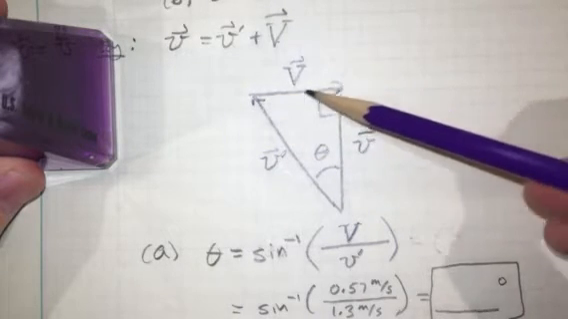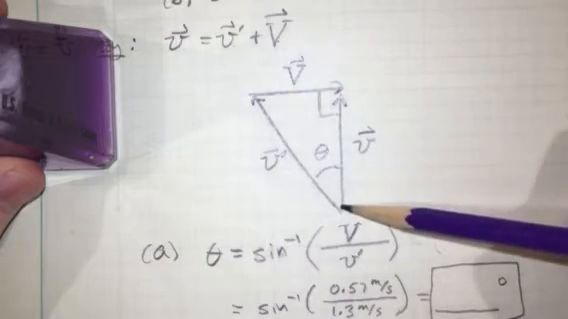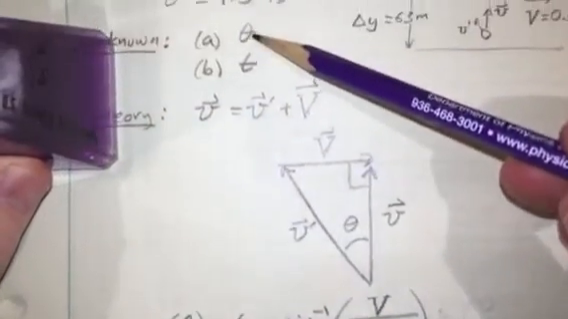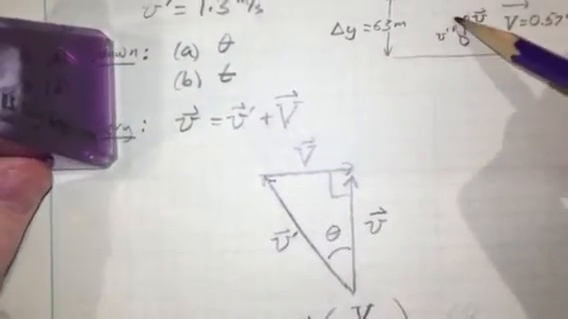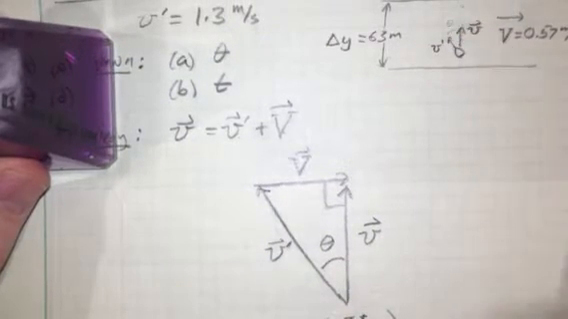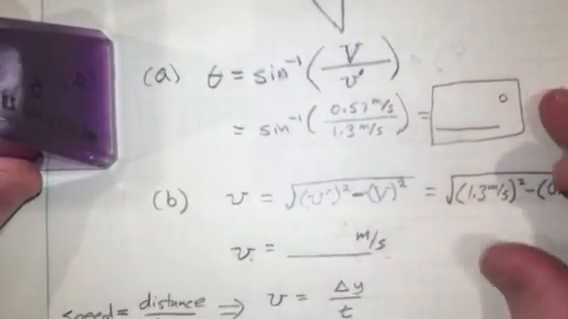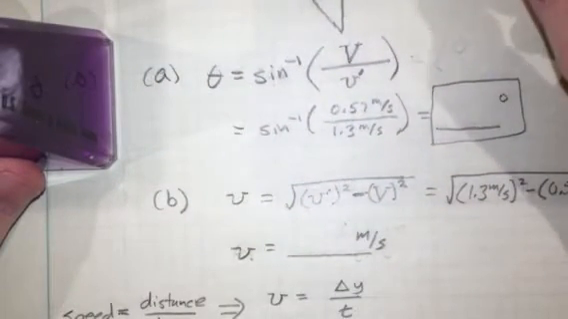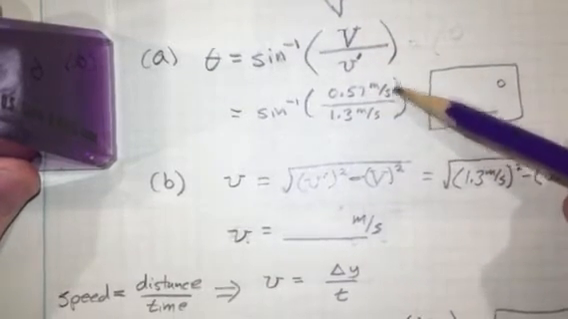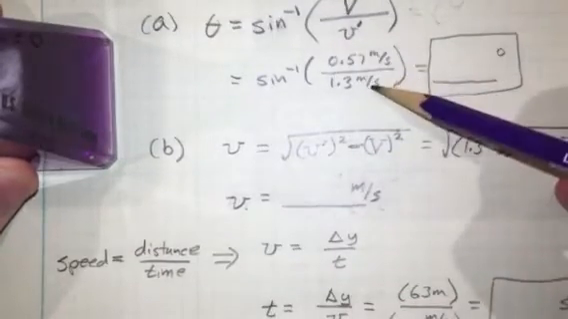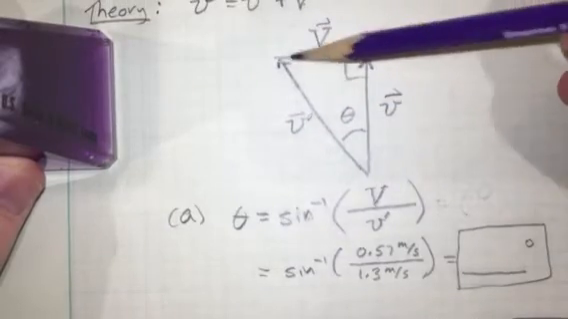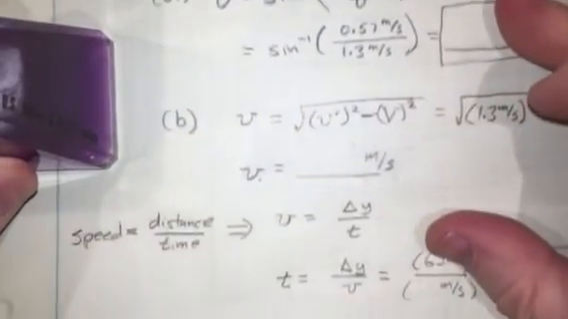This is a right triangle because this one's going horizontal, this one's going vertical. That means that if we're trying to figure out what the angle is that you need to point the boat, this is the angle right here, theta. We want to direct the boat over to the left-hand side a bit. We want to take the inverse sine of the opposite over hypotenuse. The opposite has a magnitude of 0.57 meters per second, and the hypotenuse is 1.3 meters per second. It's this one right here. So we know the magnitude of this, magnitude of that, therefore we can find the angle.